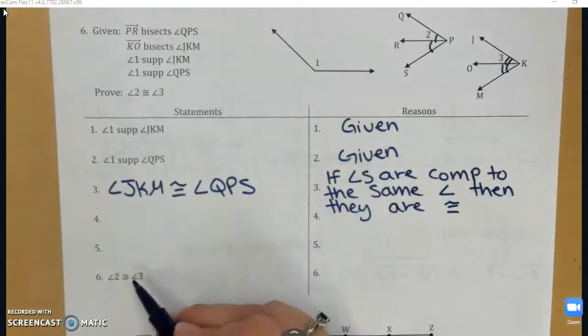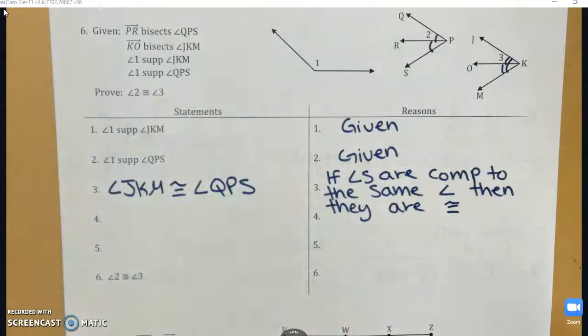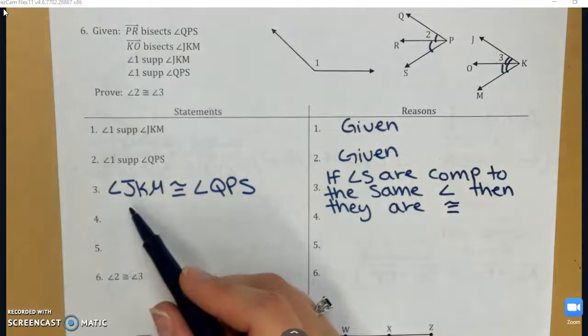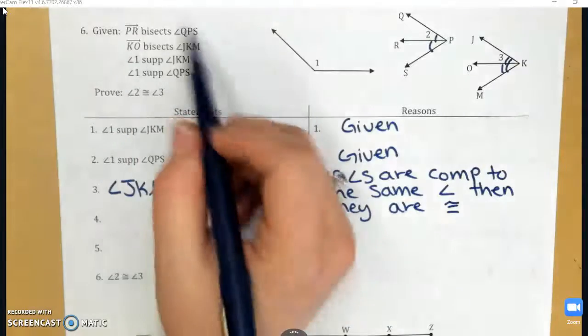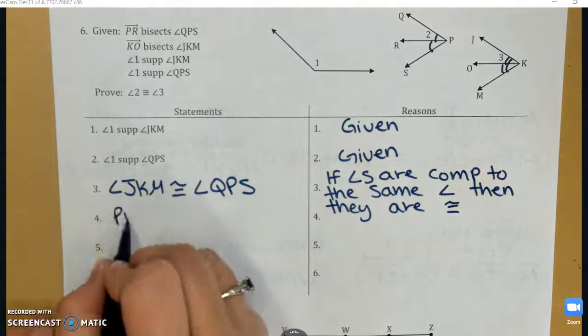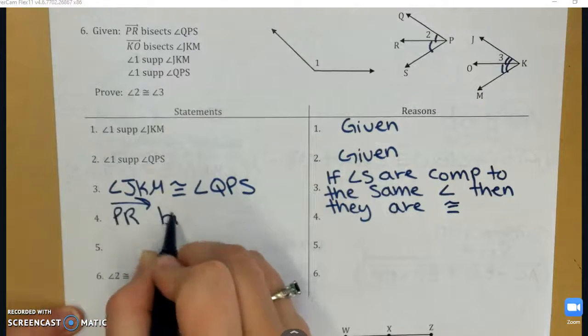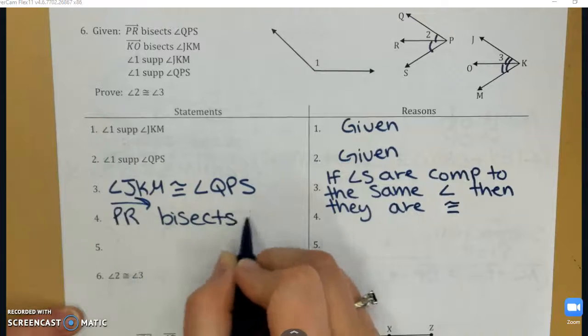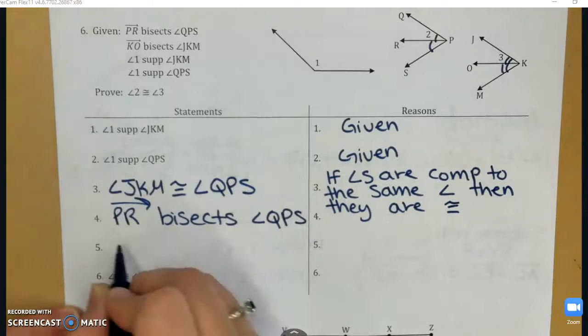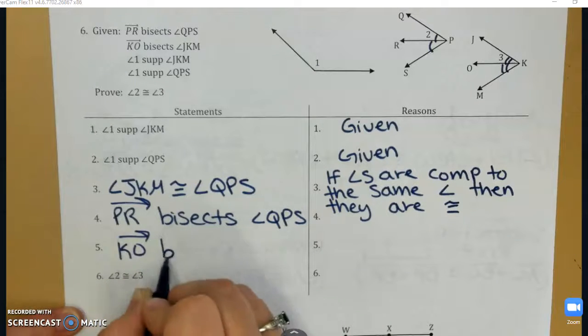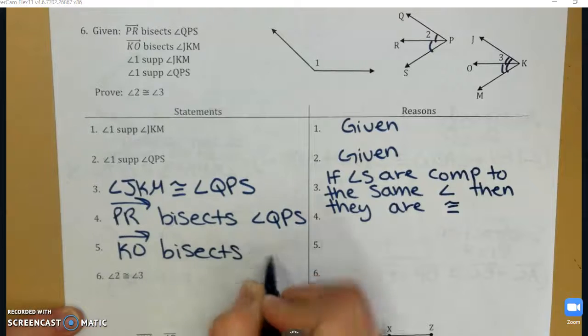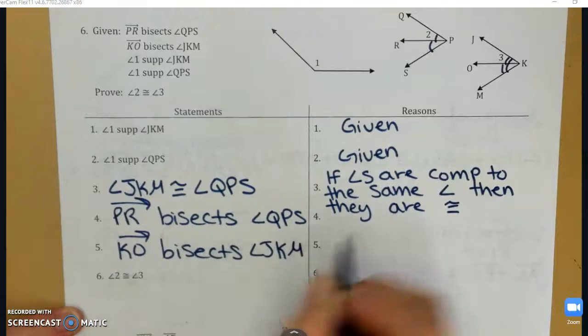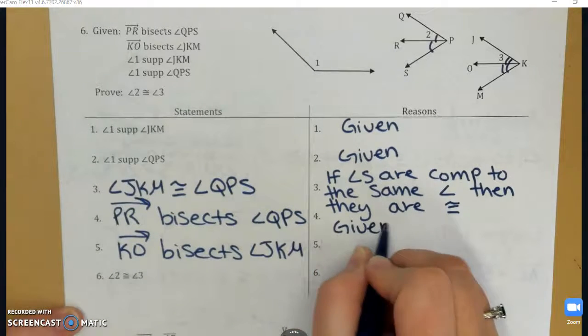My last statement is what I was trying to prove. Angle 2 is congruent to angle 3. So the other pieces of information I'm missing here is part of my givens. I know that PR bisects angle QPS, and I know that KO bisects angle JKM because that information was given to me.